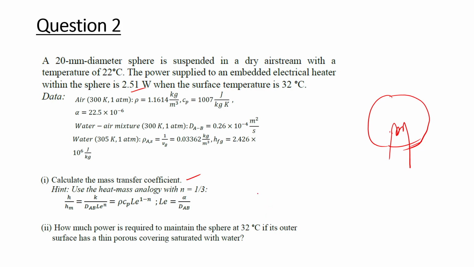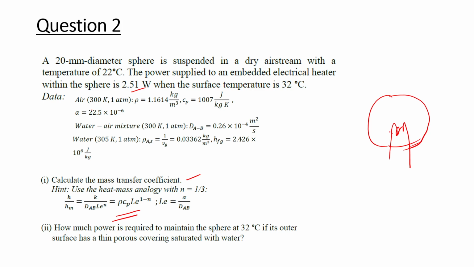We have been given a hint, that is we have to use the heat mass analogy with n equal to 1 by 3. So this is the equation that we already saw. You can use this equation to find the correlation between the heat transfer coefficient as well as the mass transfer coefficient. What you can try doing is write an energy balance over here. From that energy balance you can find this heat transfer coefficient H, and from that you can find this Hm.